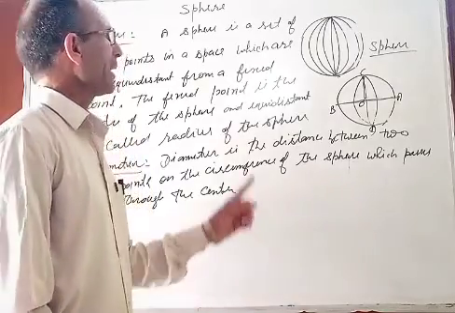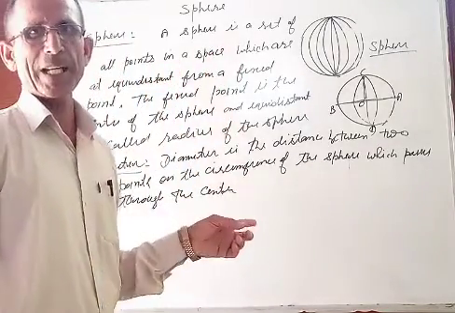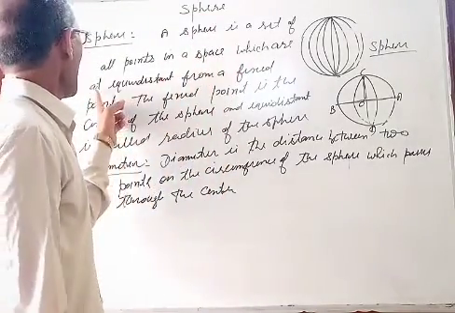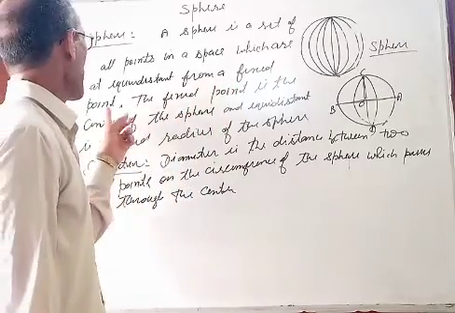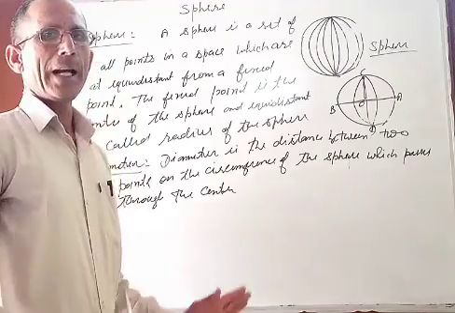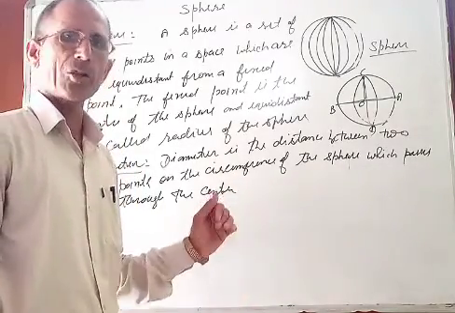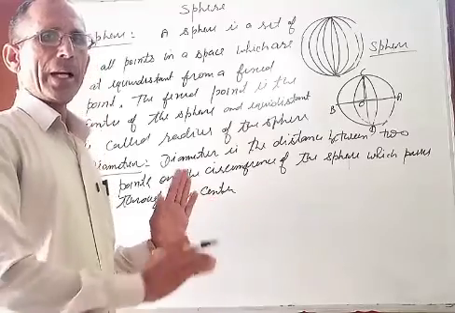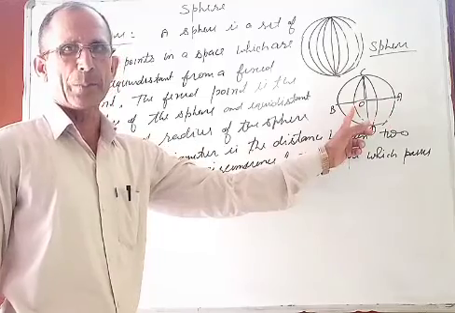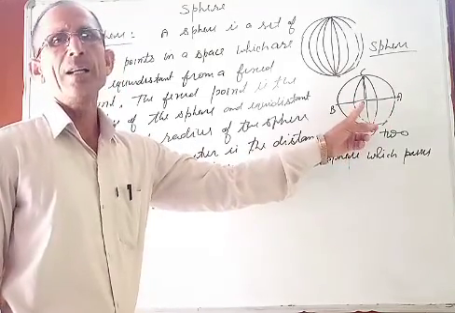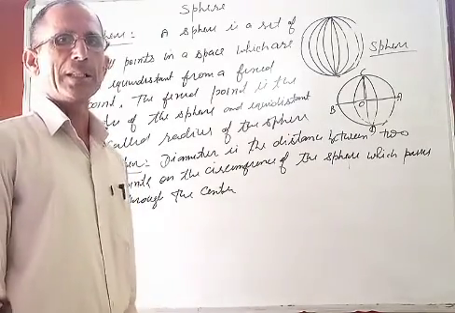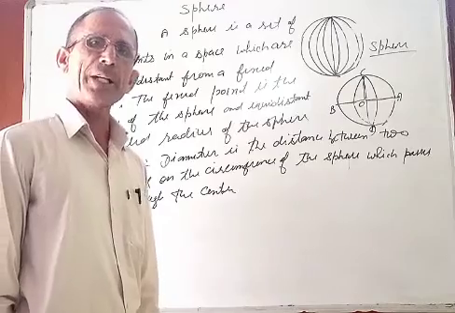A sphere is the set of all those points in a space, not in a plane, in a space, which are at equidistant from a fixed point. The fixed point is called the center of the sphere, and the equidistant is the radius of the sphere. And diameter is the distance between 2 points on the circumference of a sphere which passes through the center. Now I will discuss the area of the sphere.